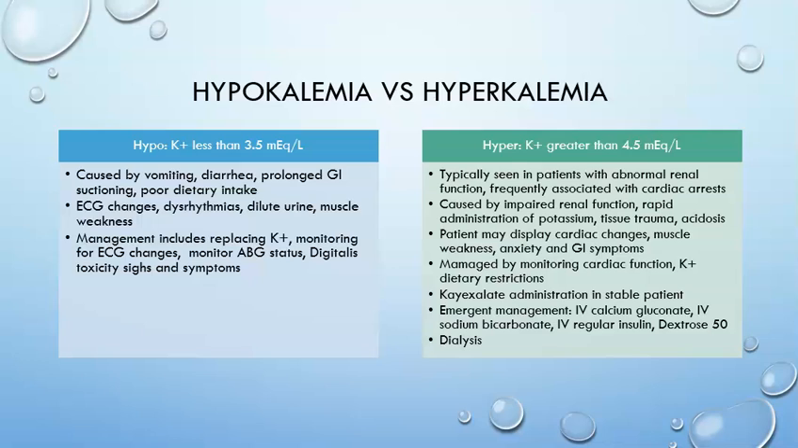And again, the emergent management is IV calcium gluconate, sodium bicarb, insulin, and then the dextrose. A lot of these patients, especially renal failure patients, need dialysis sooner rather than later, because the only way that you're going to get rid of that excess potassium is through dialysis.